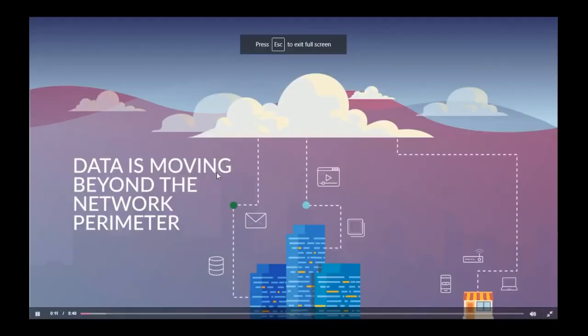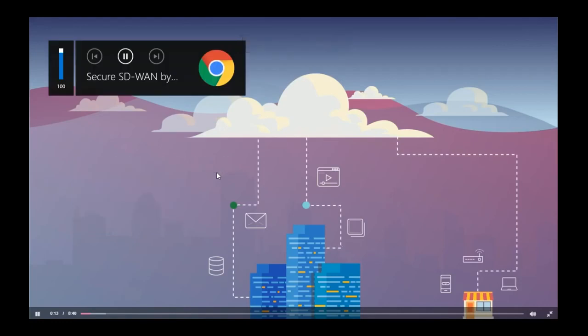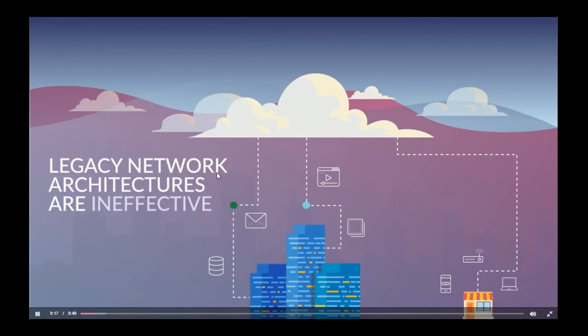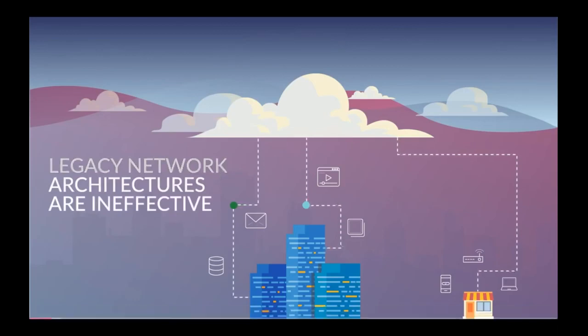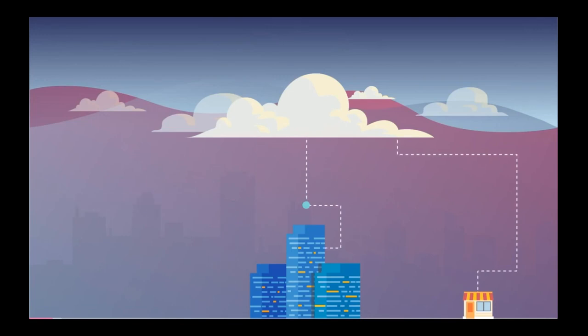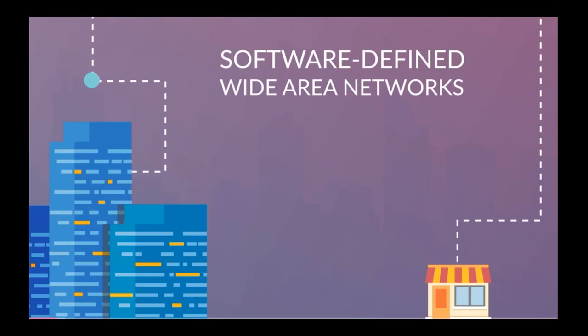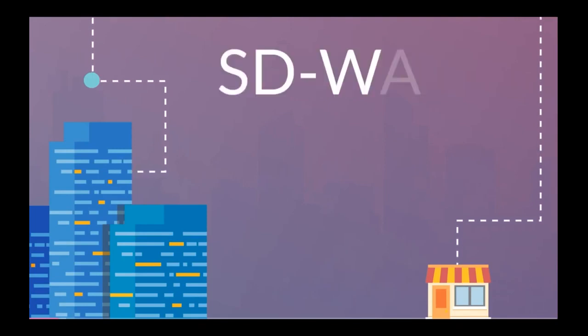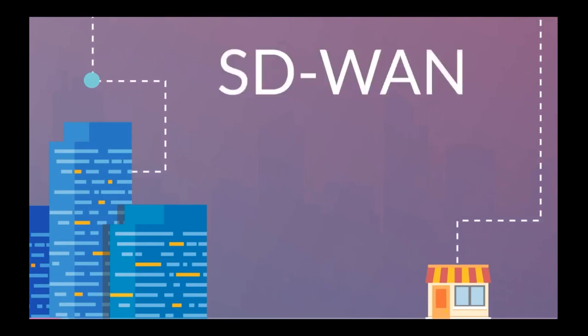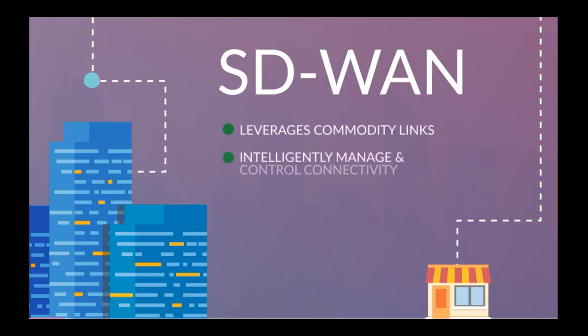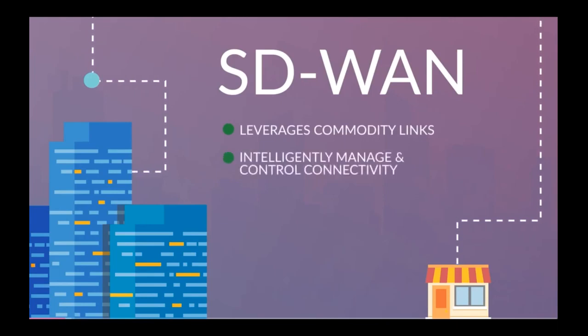The need for this renders the perimeter ineffective as it backhauls traffic from the branches to the cloud. This is why distributed enterprises are adopting software-defined wide area networks (SD-WAN), an approach that leverages commodity links and allows you to intelligently manage and control connectivity between branches.